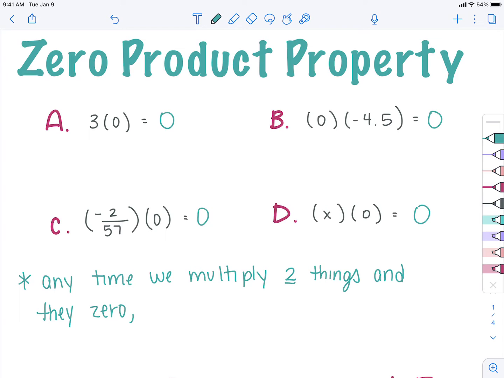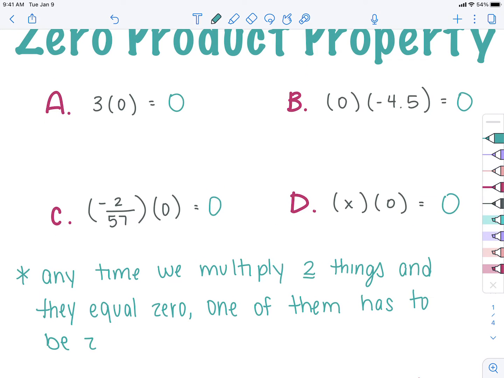So anytime we multiply two things and they equal 0, one of them has to be 0.